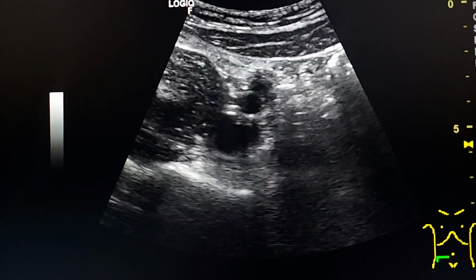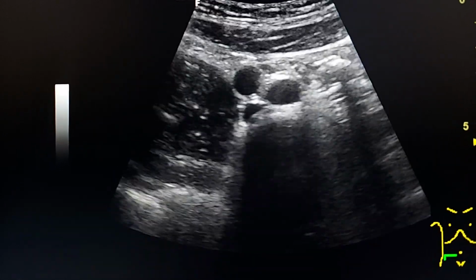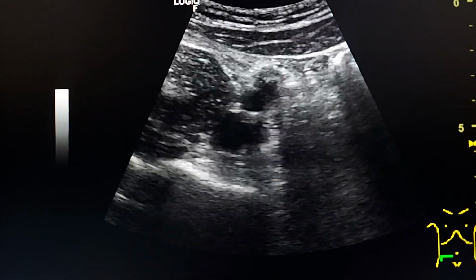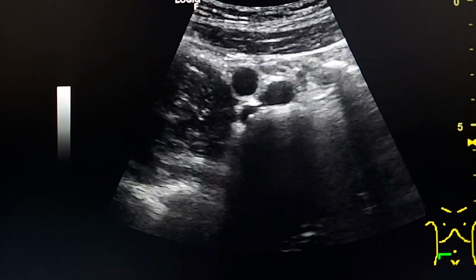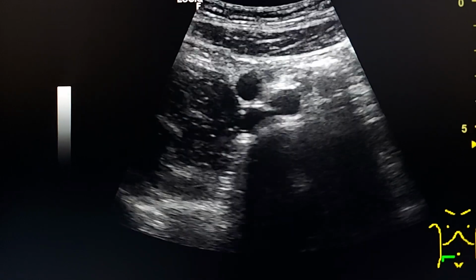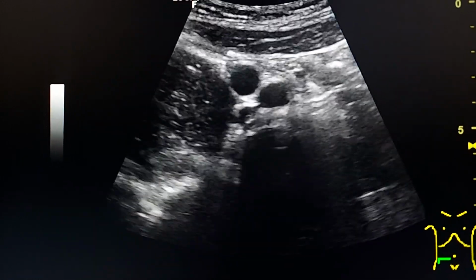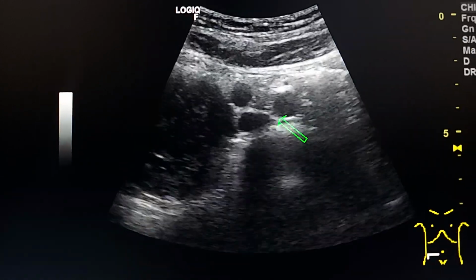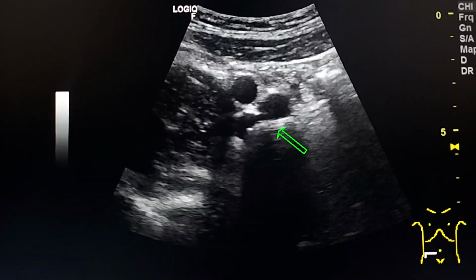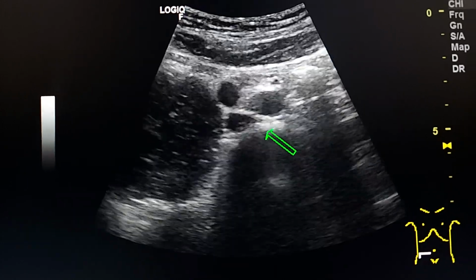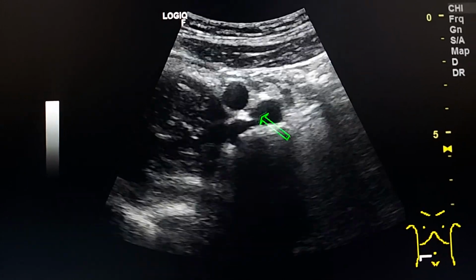crossing immediately anterior to the iliac artery, going deep in the pelvis. We don't see any stone till this point, so the stone is in the lower ureter.